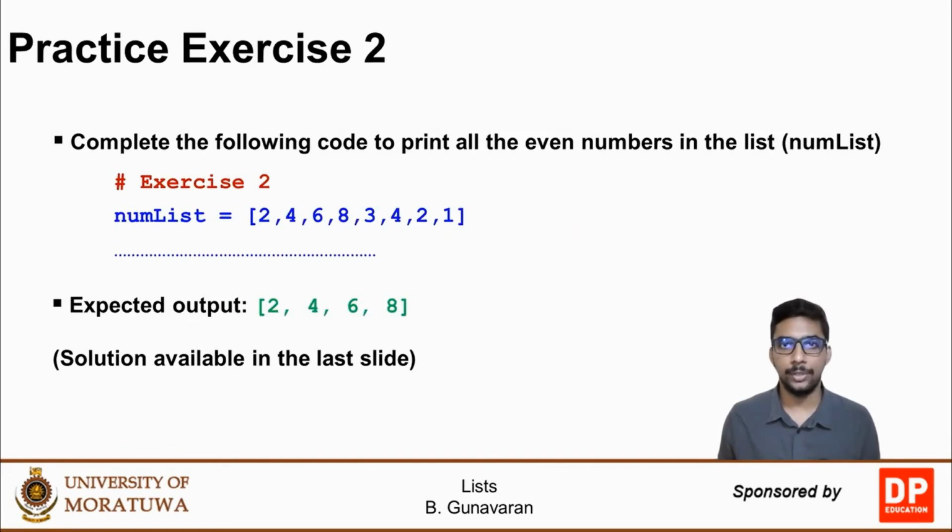Here is an exercise for you to practice what you have learned. The question is, you have been given a list of numbers and you have to write a program to output all the even numbers in the list. There should not be any duplicates, which means if there are 2 4s, you have to output it only once. The answers to practice exercises 1 and 2 are available on the last slide of the presentation.